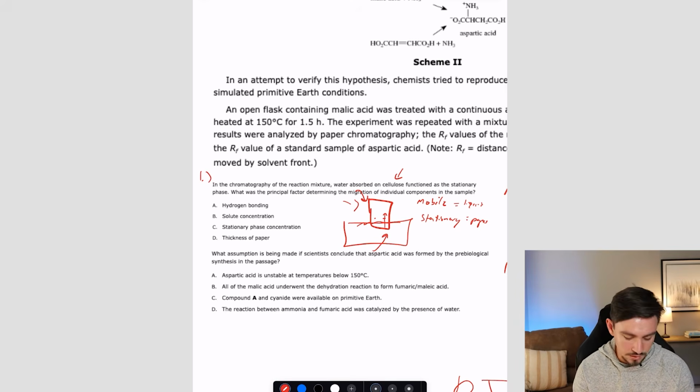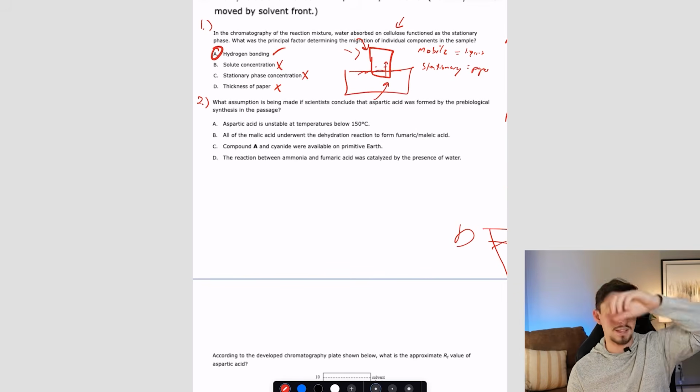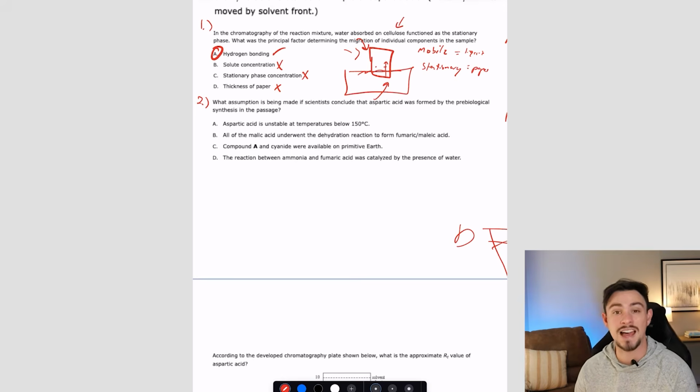Question number 2 says, what assumption is being made if scientists conclude that aspartic acid was formed by the pre-biological synthesis in the passage? So this one's going to likely be testing less sciences and more just like your reasoning capabilities. So I could rephrase this as which of these has to be true. So answer choice A says aspartic acid is unstable at temperatures below 150 degrees Celsius.